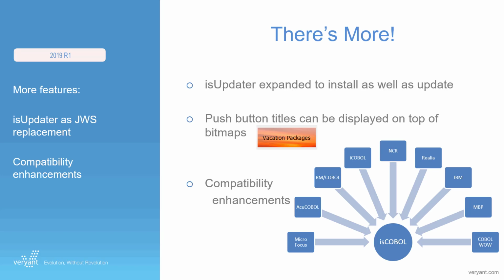The new Java 11 version doesn't include the Java Web Start, and some of our customers use that to automatically install and update their application from the web. So to replace it, we have enhanced our isUpdater so it will do the same. You could always put a bitmap or text on a push button. Now you can do both. The text will overlay the bitmap. And as always, we've added more compatibility enhancements so that the move from other COBOL dialects to isCOBOL is smoother.